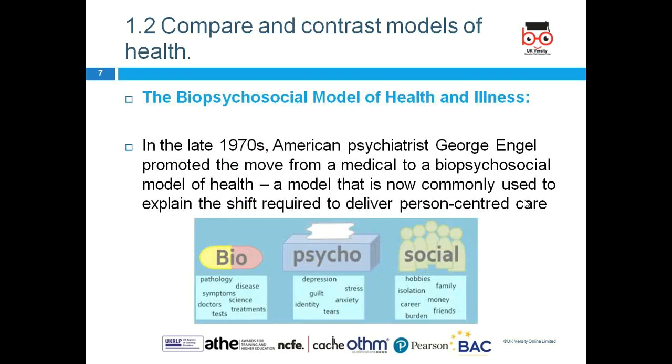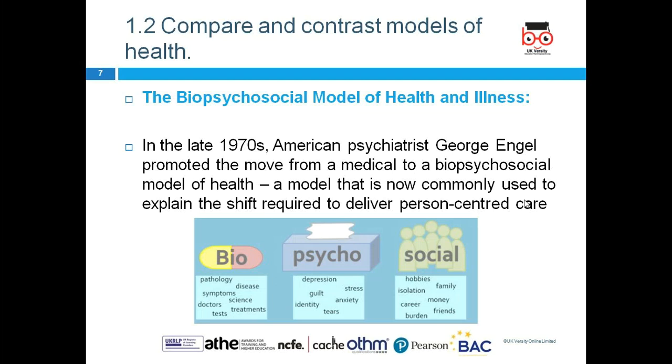So the biopsychosocial model of health and illness, that's quite a mouthful. So in the 1970s, an American psychiatrist called George Engel actually promoted this. So he went from a medical model to a biopsychosocial model. And it's a model that is quite commonly used now, especially when we're doing person-centered care within healthcare. So like I mentioned earlier, it goes on about the 3 different factors. You've got your biology, your psychology, and your social aspects.